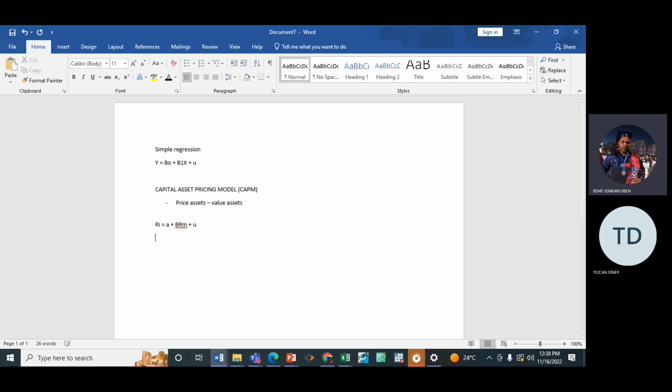I will get there. So this ROI, what is ROI? ROI is the expected return of the assets, or let's say the stock. We mostly use it for stocks. Stocks are assets, right? Yes.